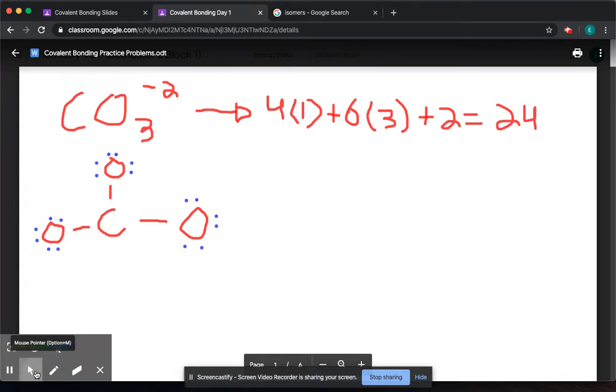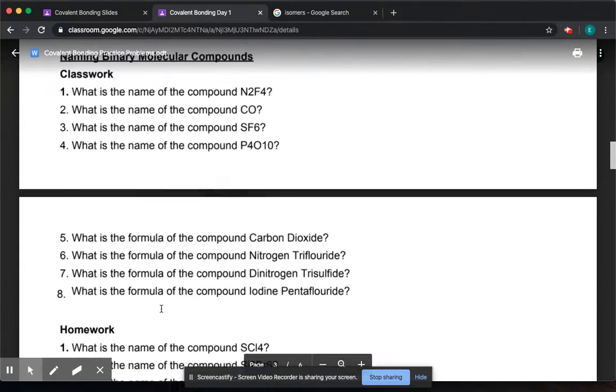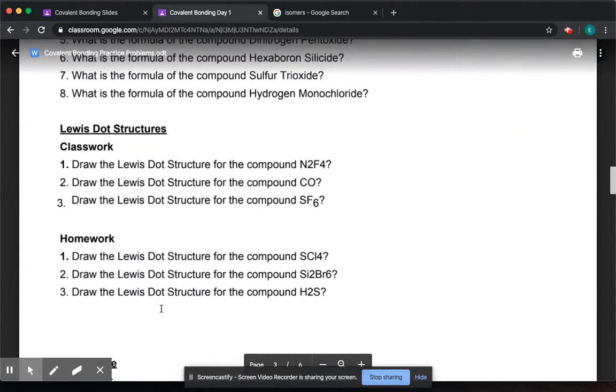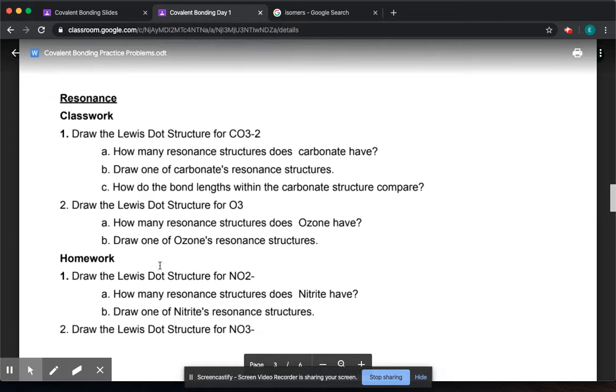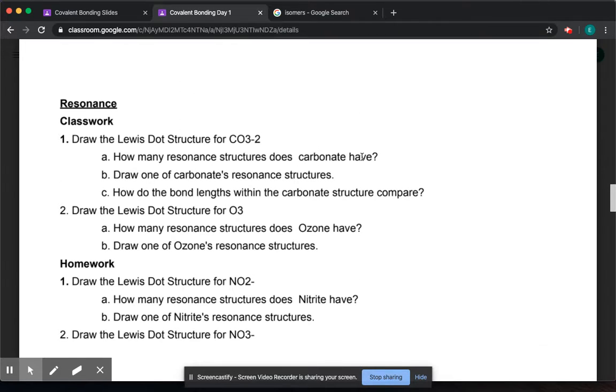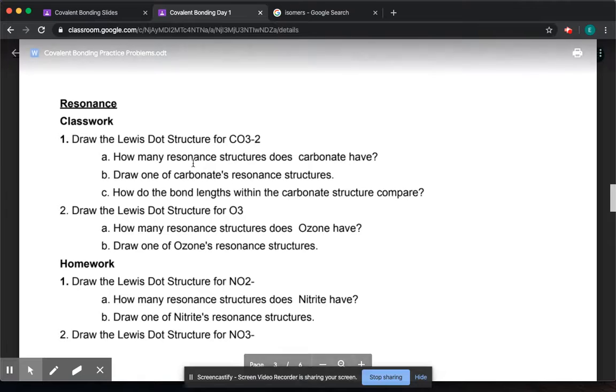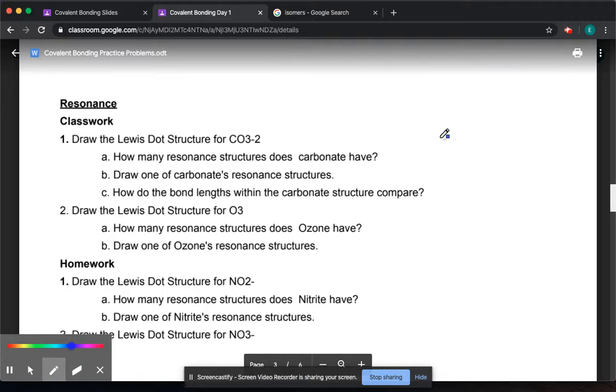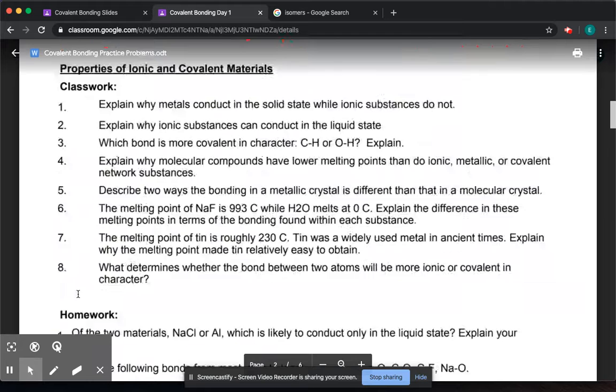What does that mean? If you go back to the question, the first one asks, how many resonance structures does carbonate have? If we have 3 oxygens and we can get the double bond from either of them, the answer to this one would be 3. We have 3 resonance structures for carbonate that we can use, and I'm going to draw all of them.